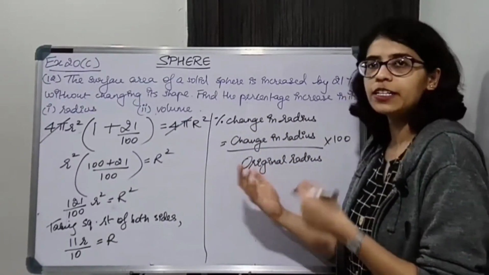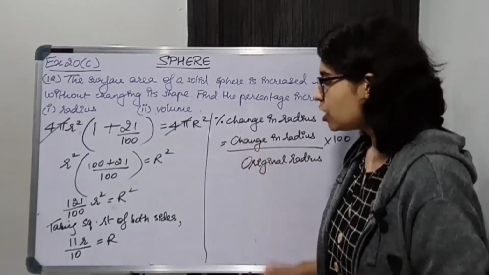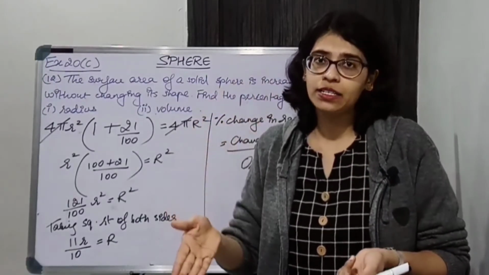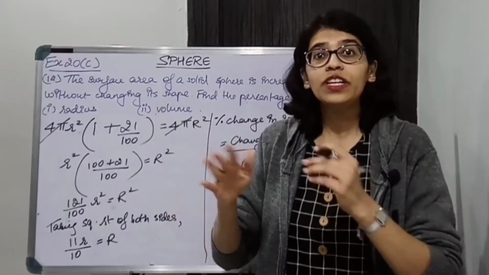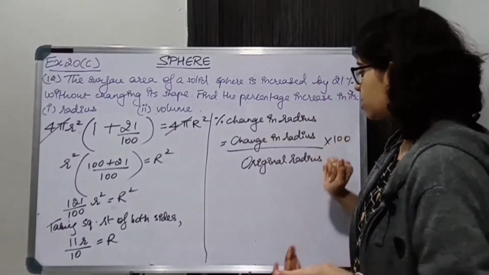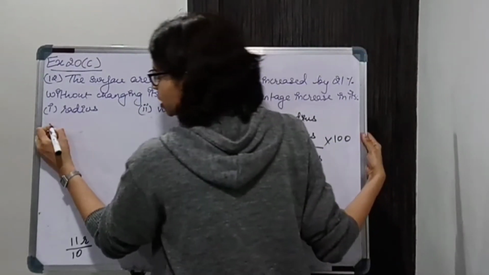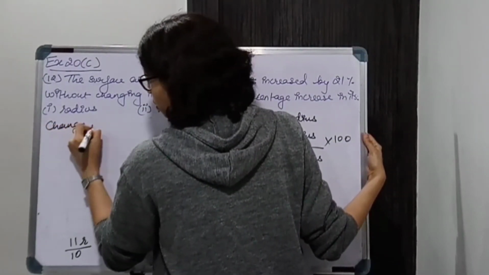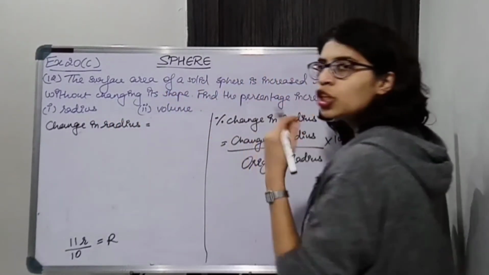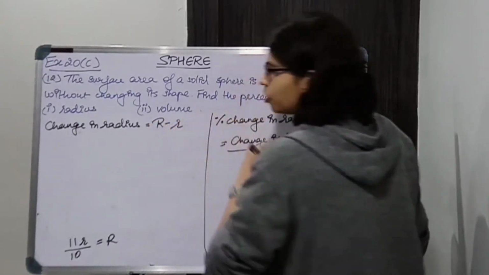We know original radius is r. Change in radius find करना है. That is, change in radius is capital R minus small r, new radius minus the old radius. So we have to find that first. So let us find the change in radius first. So change in radius is what? New radius minus old radius.